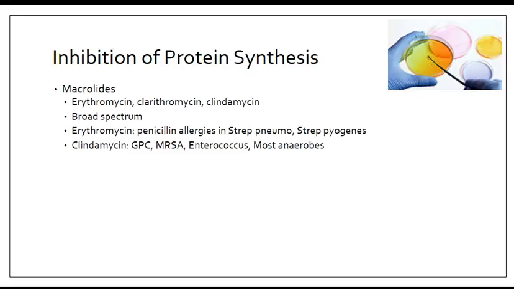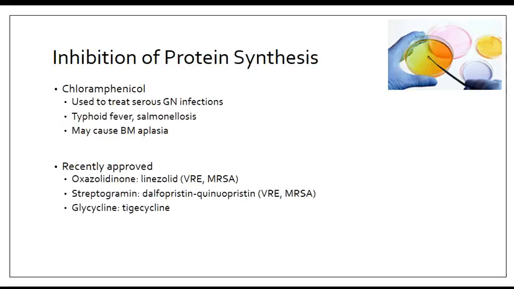The macrolides include erythromycin, clarithromycin, clindamycin. These are also broad spectrum. Erythromycin is used when patients have penicillin allergies, when they have infections with strep pneumo and strep pyogenes. Clindamycin is used for gram-positives, for gram-positive cocci, MRSA, Enterococcus, and most anaerobes.